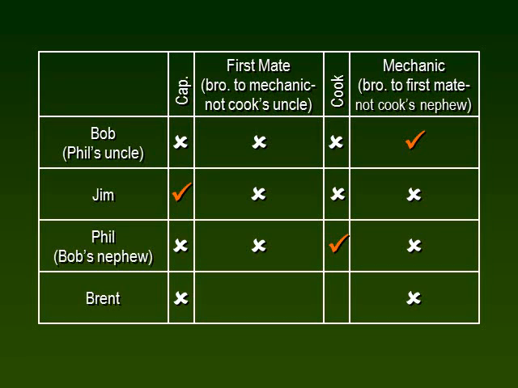So there we go. Now that just leaves Brent, and we already know he can't be the cook because Phil is, and that means he has to be the first mate. Now let's see if it works out. Brent has a relative, which means if he's the brother to somebody, right, then that works out. So there we go.